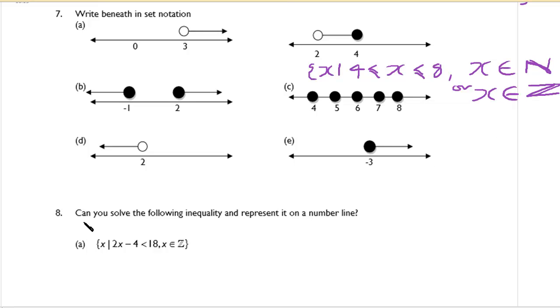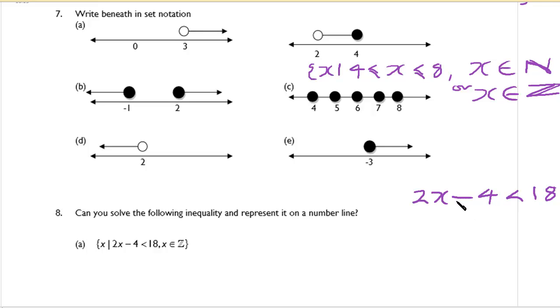Now I'm just going to move down to this question here. Can you solve the following inequality and represent it on the number line? Well, we've got the inequality 2x minus 4 is less than 18. Now we just treat inequalities just like equations, except when you times or divide by a negative number, you need to remember to flip this symbol here. Very important, because timesing the whole number line by a negative number means that all the numbers on this side become negative, all the numbers on this side become positive. So effectively you're flipping the number line over. So you must remember to flip your sign when you times or divide by a negative number.